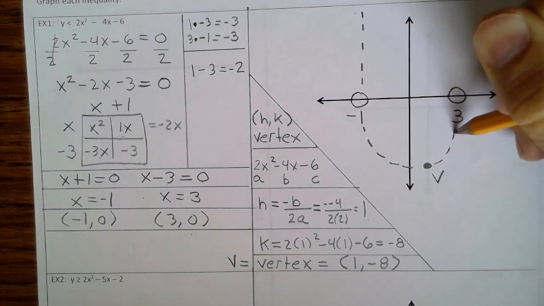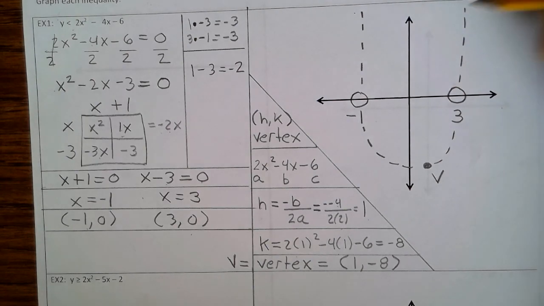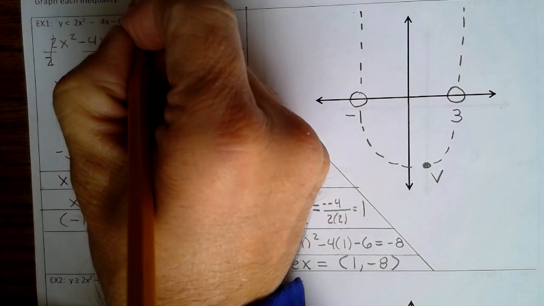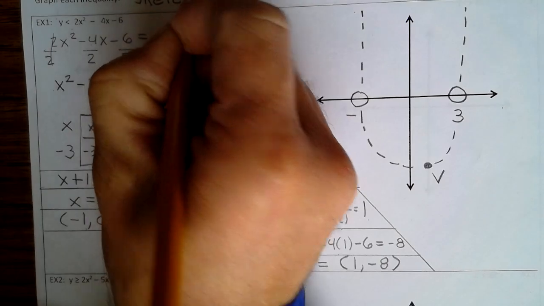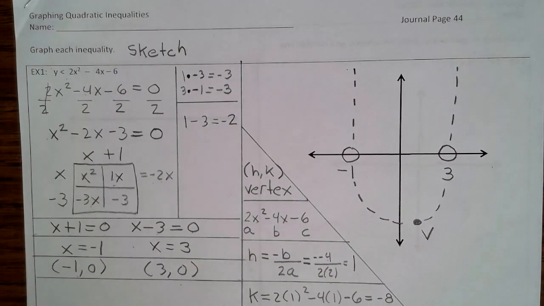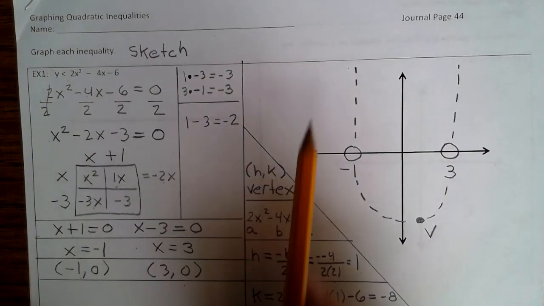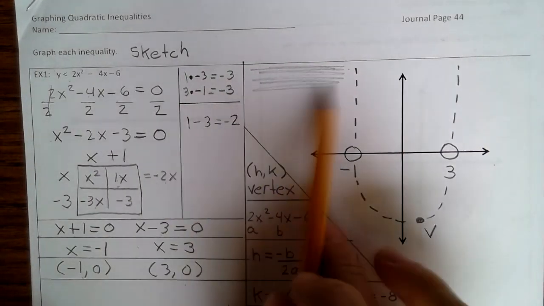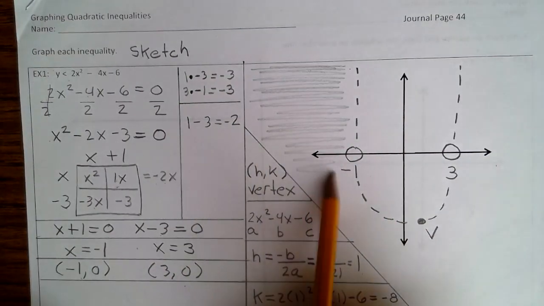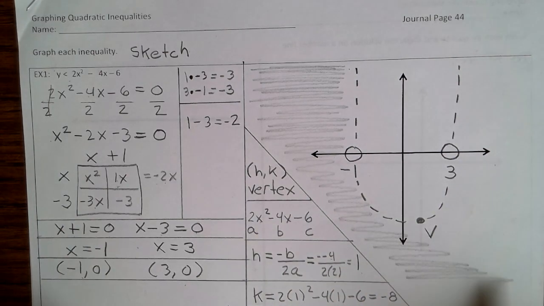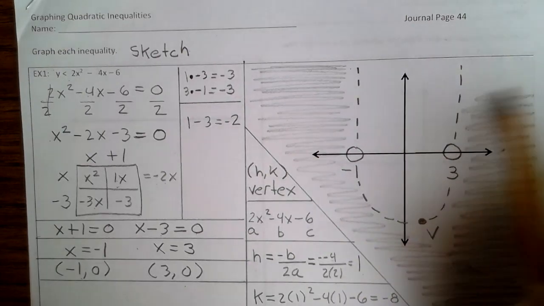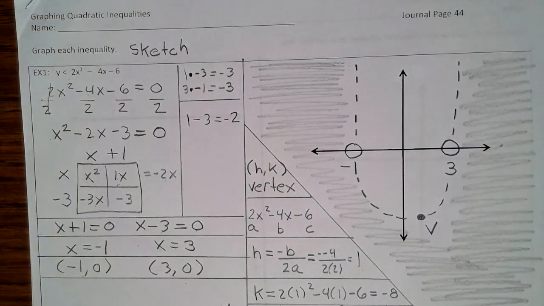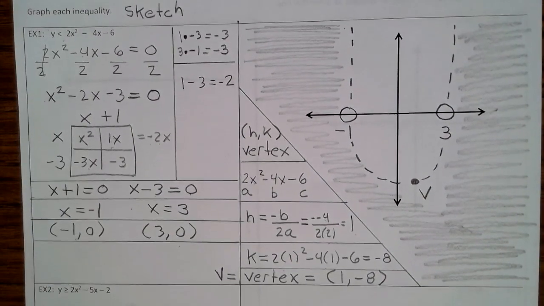Now, you'll notice that I'm approximating the points. They don't have to be exact. We're just sketching. And we're going to sketch. Okay. Sketch the graph. Now, it's less than, so we shade below. Okay. All right, go and finish up example number 1.